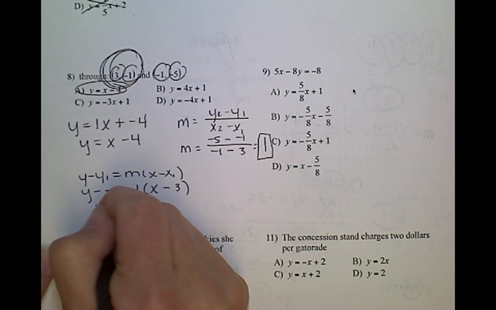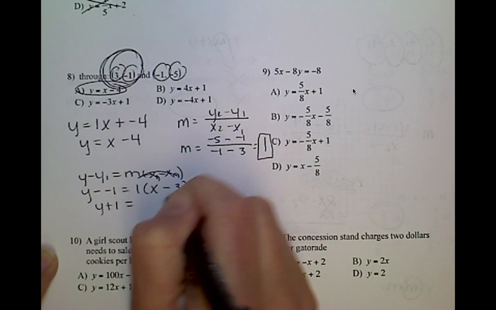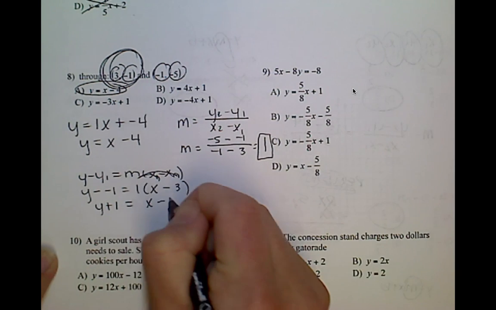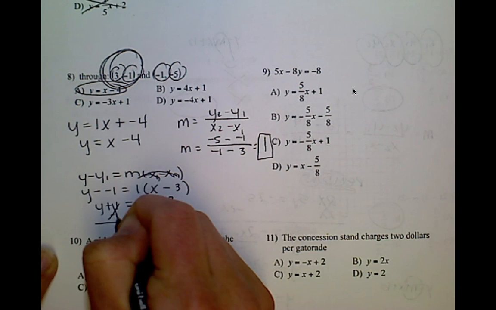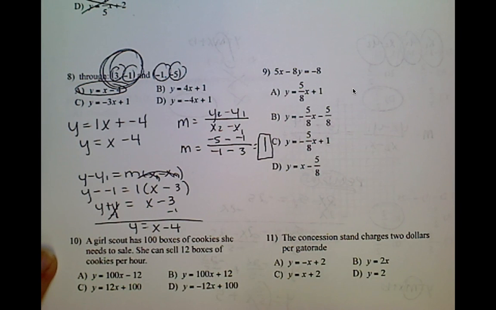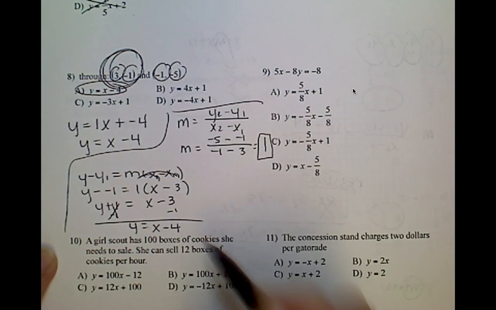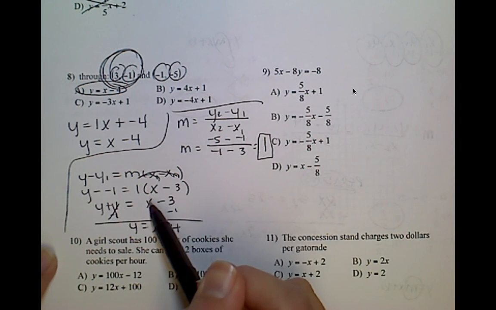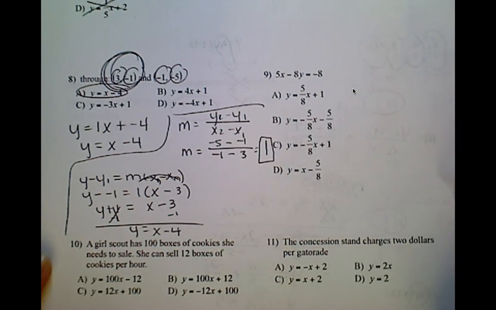Two negatives give me a positive right here, and I can distribute this 1. 1 times x is x, 1 times -3 is -3. So solve for y by subtracting 1 on both sides. These cancel, and you're left with y equals x minus 4, which is another way we got the exact same answer. So you can use your calculator, or you can use a combination of slope formula and then point-slope form. Both will be provided for you on the board, so you can use them during your test.